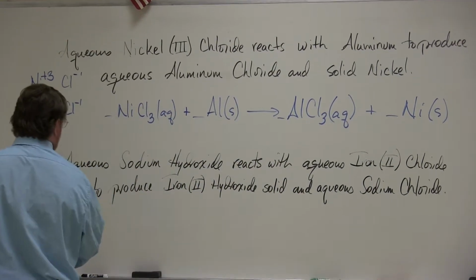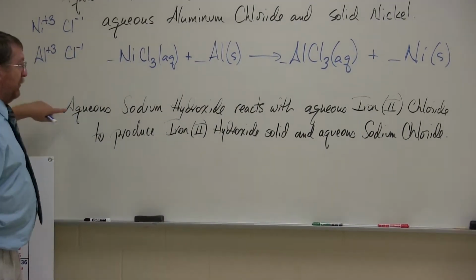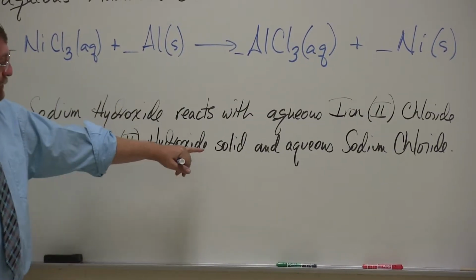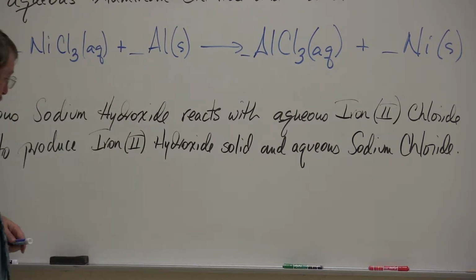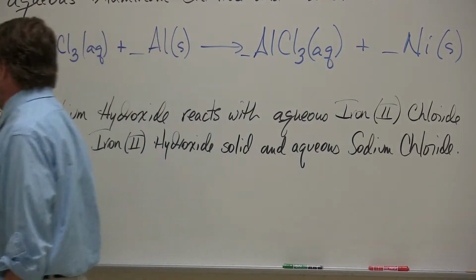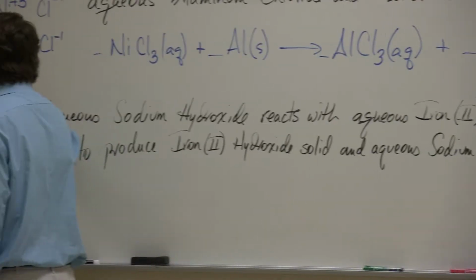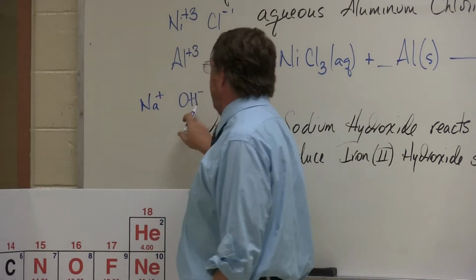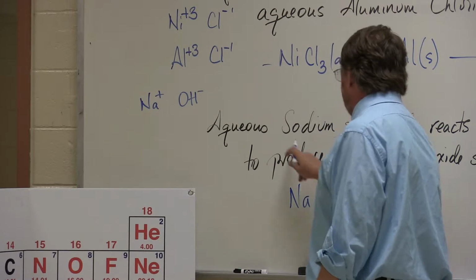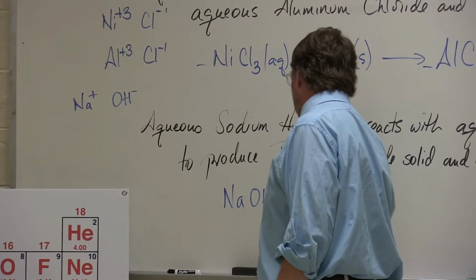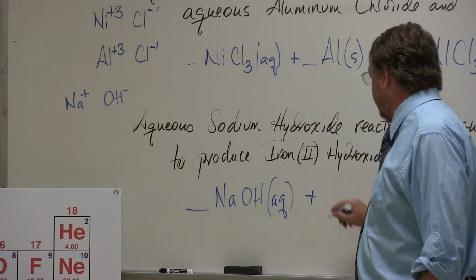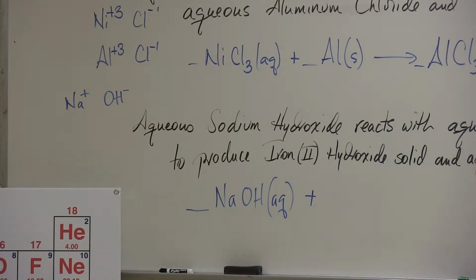We've got aqueous sodium hydroxide reacts with aqueous iron 2 chloride to produce iron 2 hydroxide solid and aqueous sodium chloride. So let's write that out. We'll start out with the sodium hydroxide. Sodium is a +1 ion, Na+. Hydroxide is a -1 ion. So we're going to have NaOH. It's aqueous. I'm going to put an AQ there. Put my line out front. Reacts with, that's going to be our plus, aqueous iron 2 chloride.